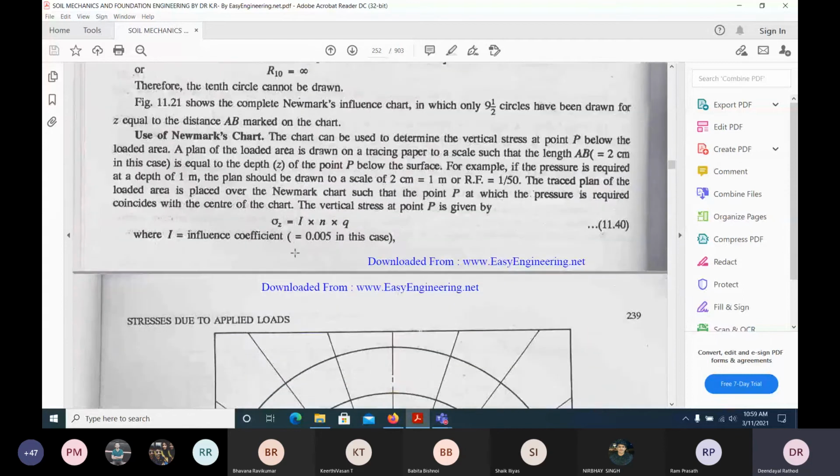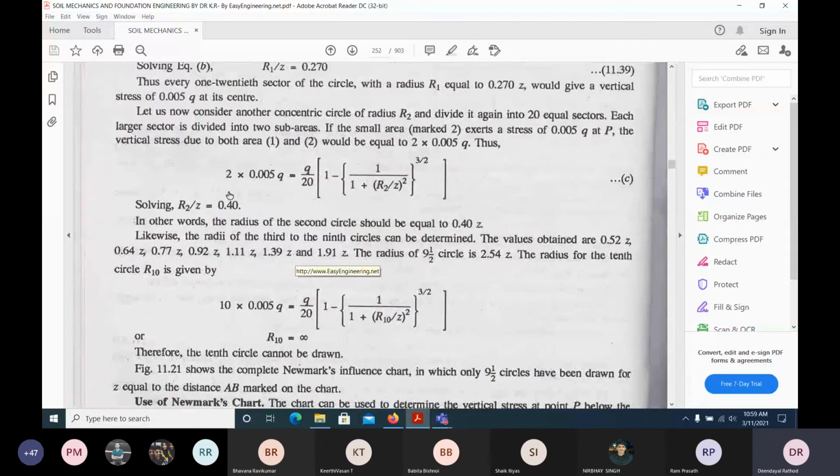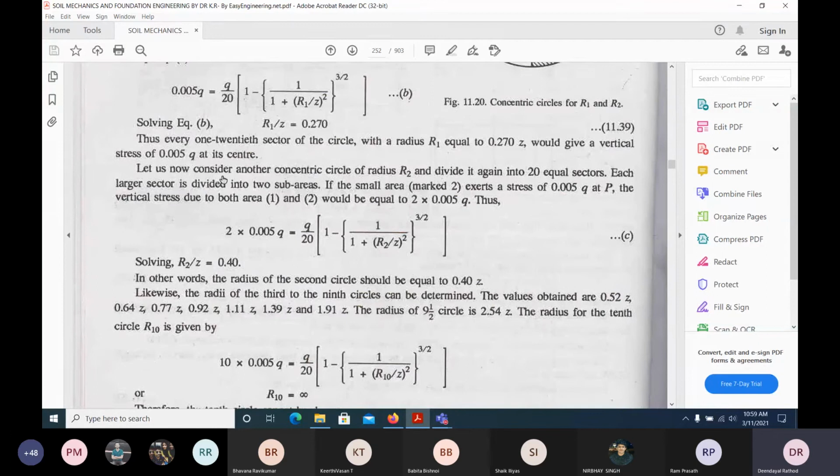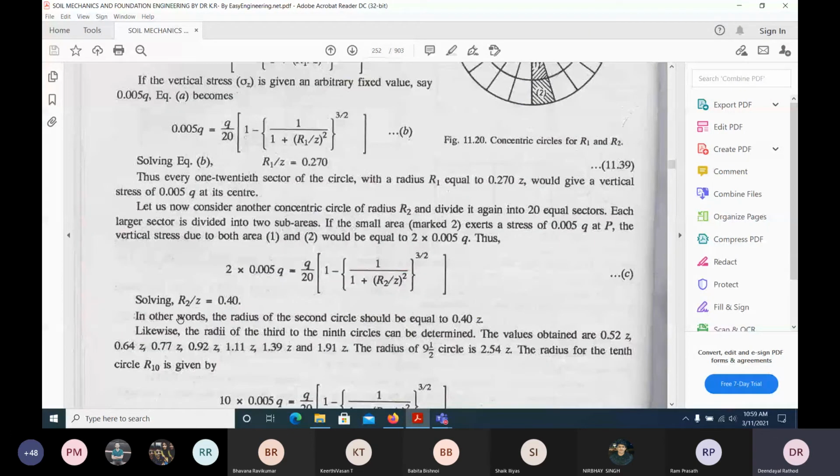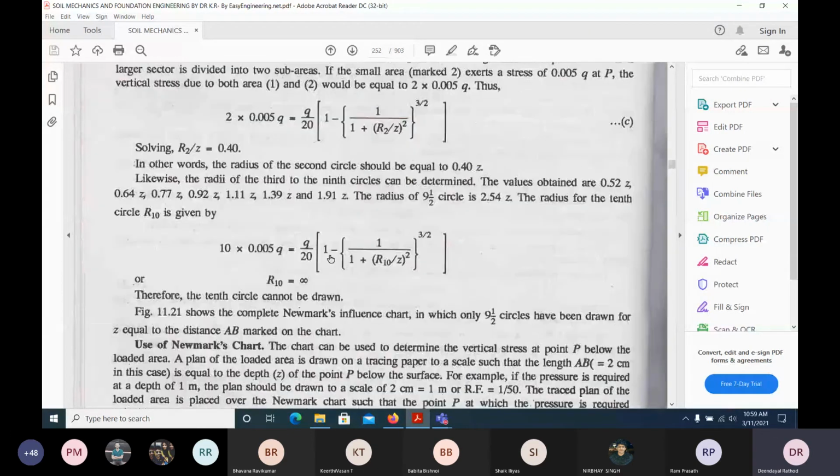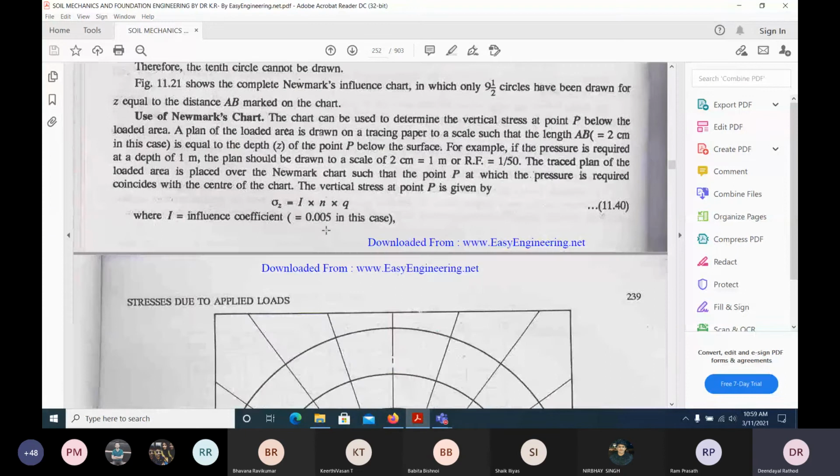Likewise, he has done some calculation. Generally he has taken r equal to z, and so on. That's what he has given. Now, what is the use of this particular Newmark's chart? The chart can be used to determine the vertical stresses at a point P below the loaded area.